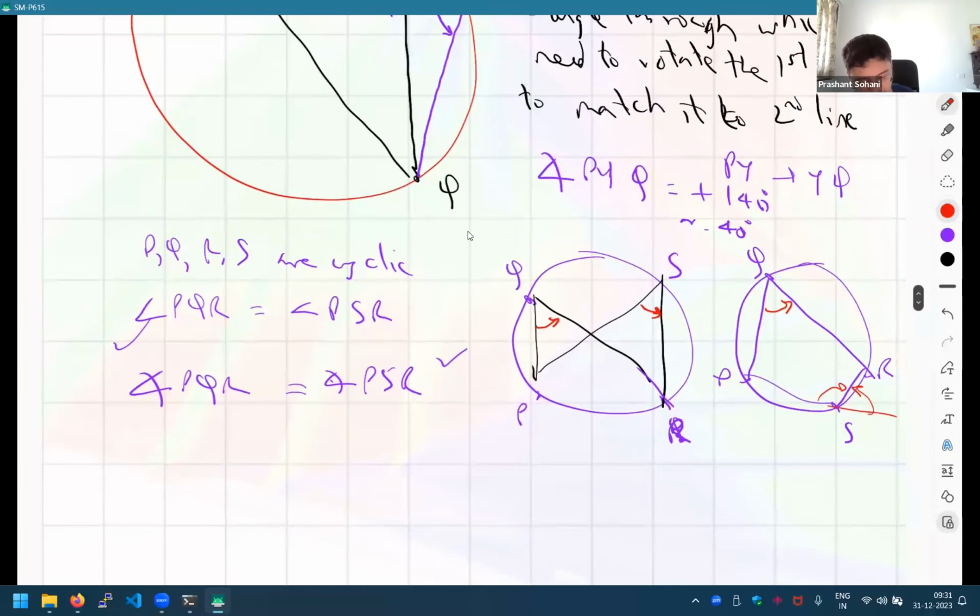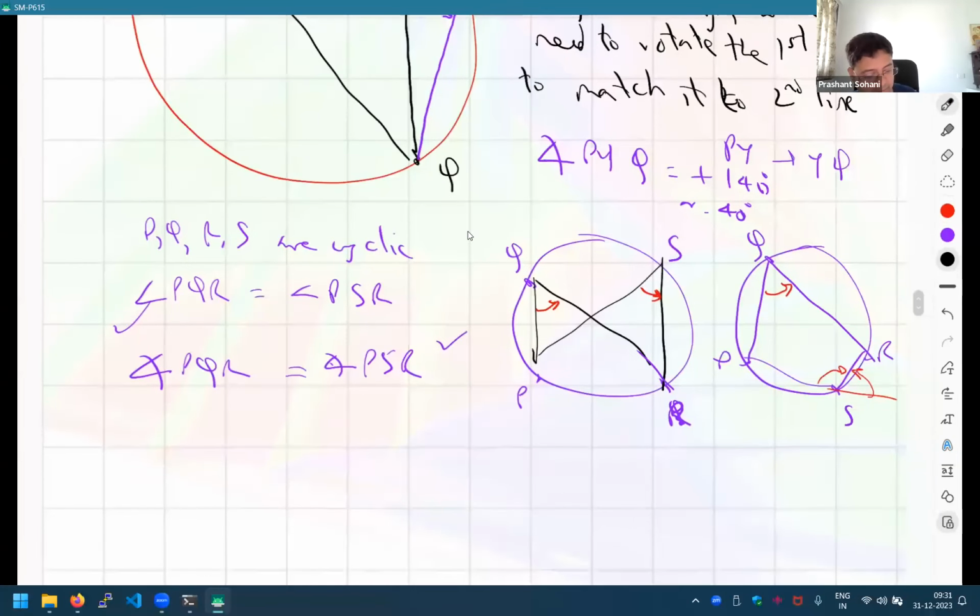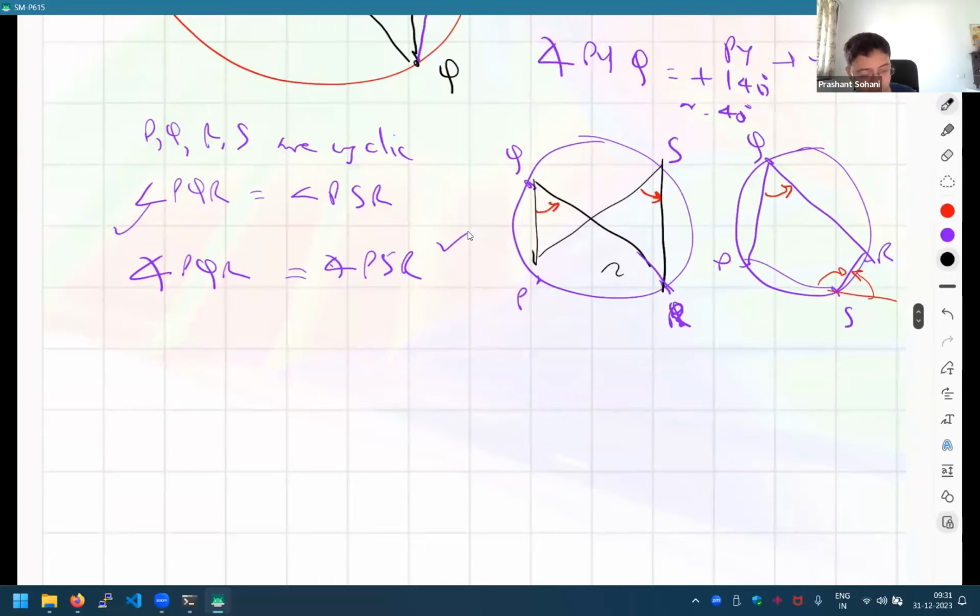So here, if you look at the two, sometimes called configurations, there are two possible ways to arrange the points. PQRS can be in this order, going in this direction, or they can be PQSR.